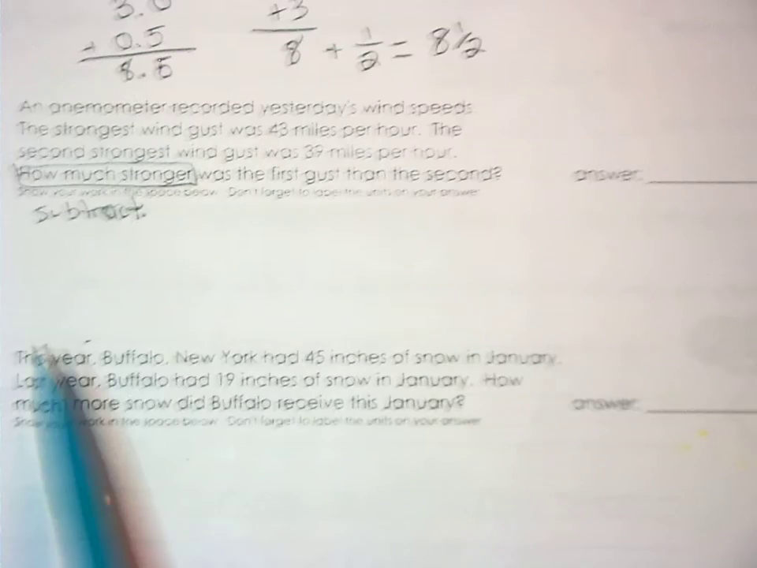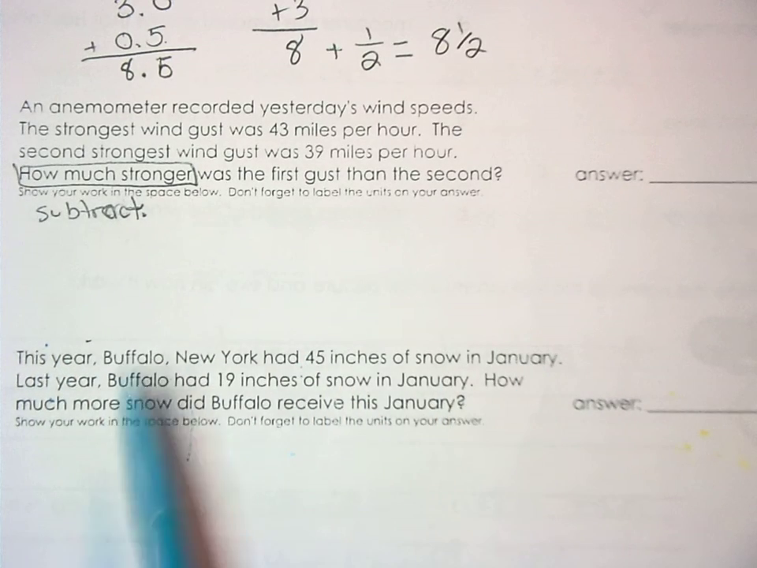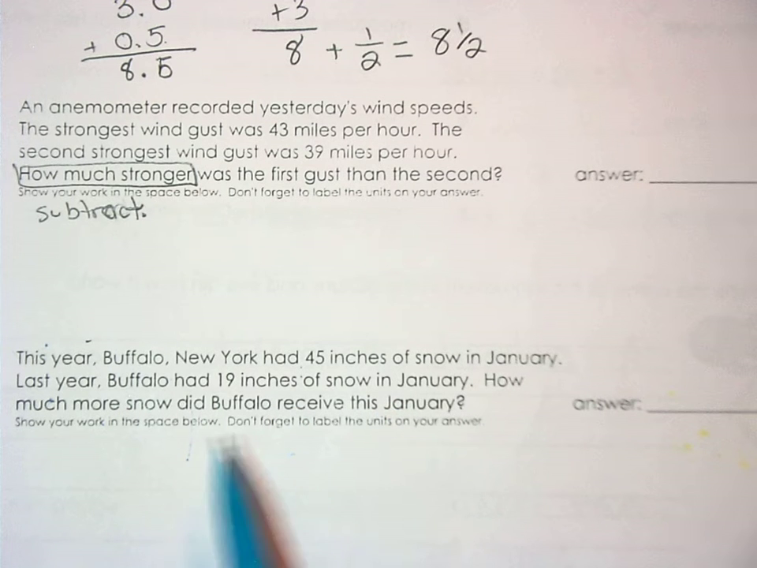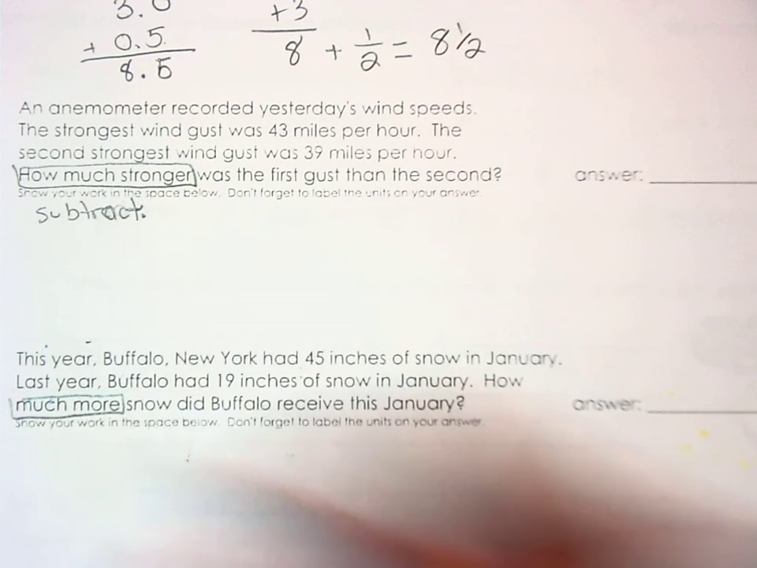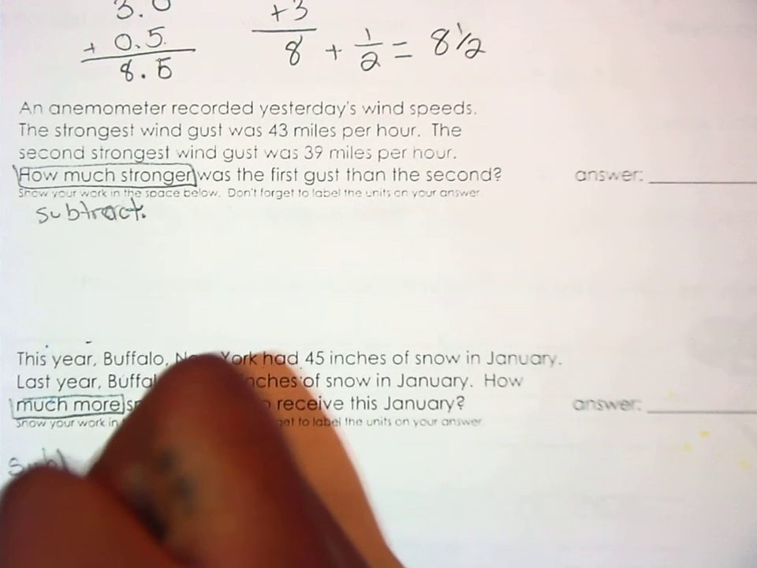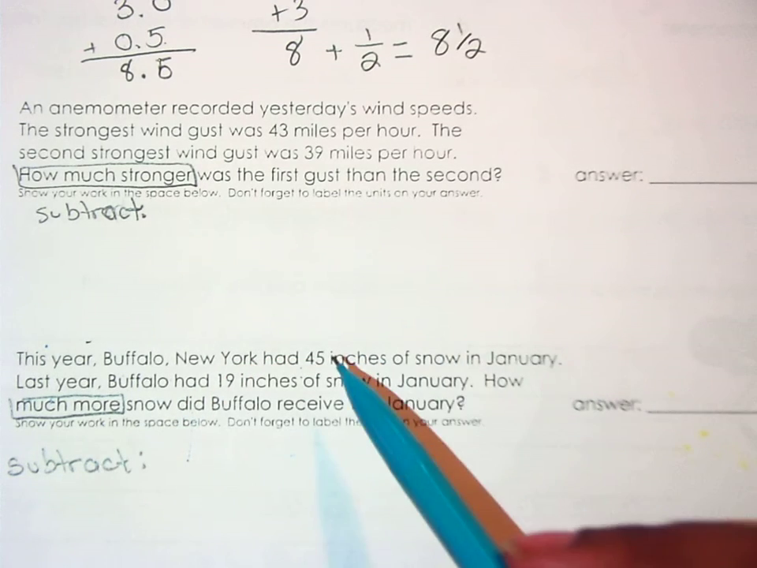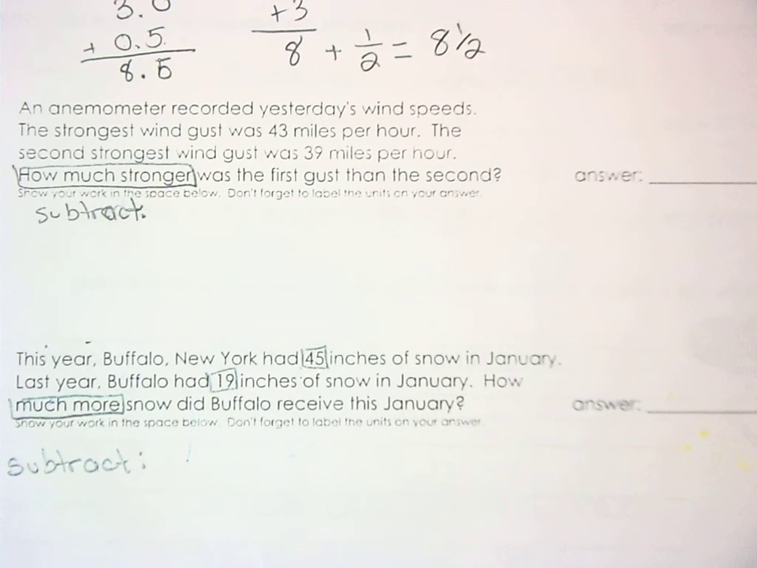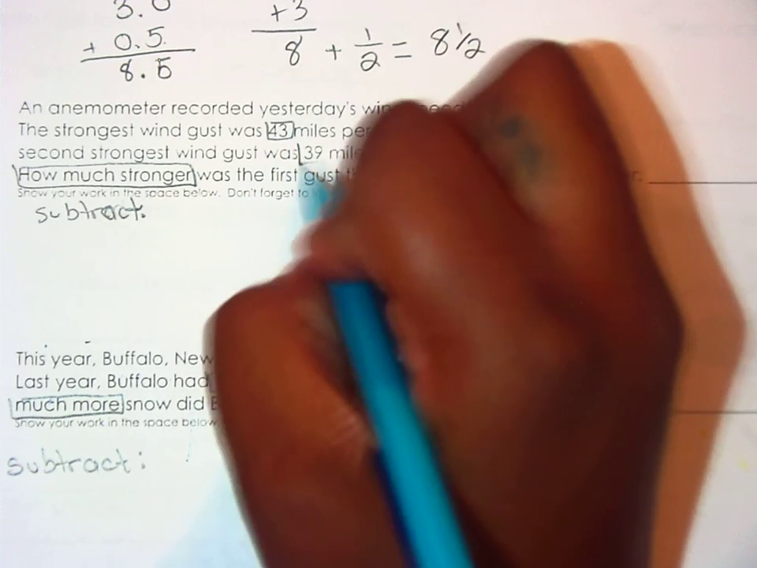All right, last question. This year, Buffalo, New York had 49 inches of snow in January. Last year, Buffalo had 19 inches of snow in January. How much more snow did Buffalo receive this January? Much more is an indicator that I will subtract. So use your numbers in here, which are 49 and 19. Set it up for subtraction. Okay, I'm going to go back to 3 and circle my numbers as well, so you can set that up for subtraction.